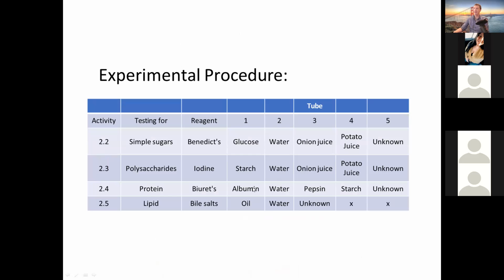For your lab, you'll be doing an experimental procedure where you're trying to figure out what's in the unknown sample here. You'll be using Benedict's solution, iodine, Biuret's, and bile salts. So that'll be your lab.